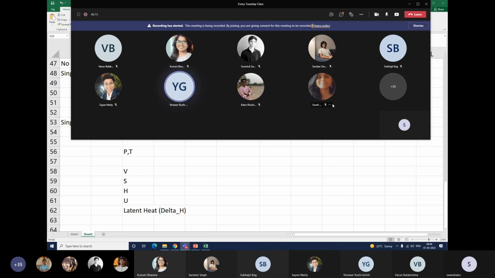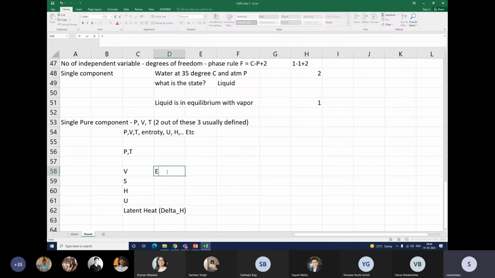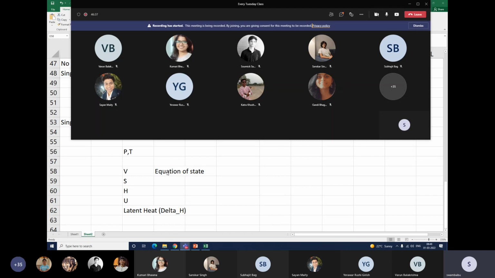Sir, we use equations of state. Yes, very nice. So we will use an equation of state to find out the volume. So what is the ideal equation of state? The ideal gas equation.